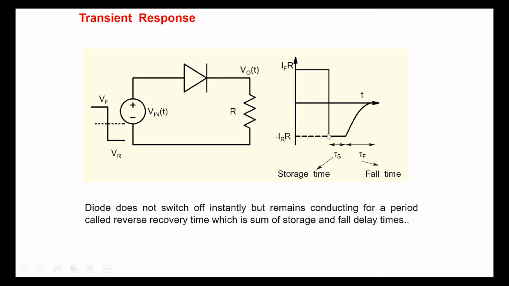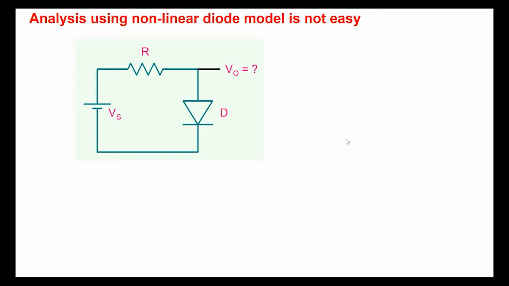The reverse waveform is a little bit complicated. There may be a constant current region, and then it may be falling and all that. So let's not worry about it. The important point is that diodes take a finite, non-zero amount of time to recover back to their low current state, and that particular time we call the reverse recovery time.